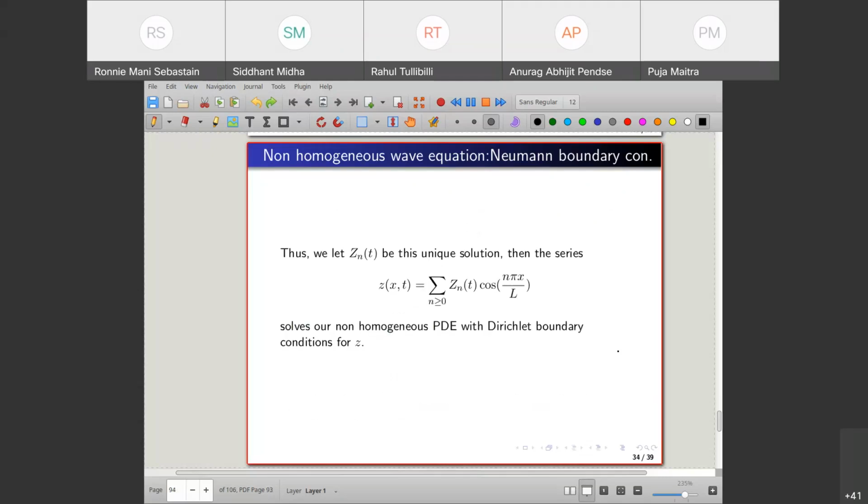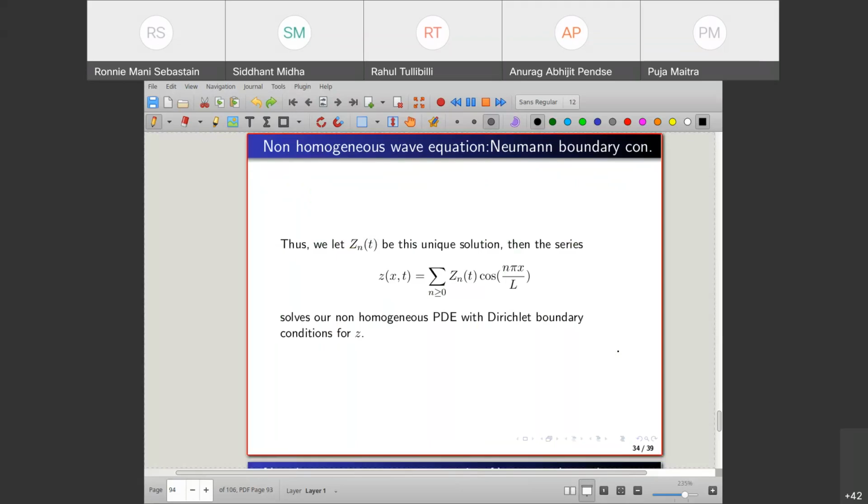Okay, and then once we have solved for the z_n's, we look at the series solution, and this series is going to solve our differential equation for z, and therefore since z and u determine each other, we would have solved our original differential equation. Okay, great. So let me just pause here for a few seconds in case someone has any doubts.